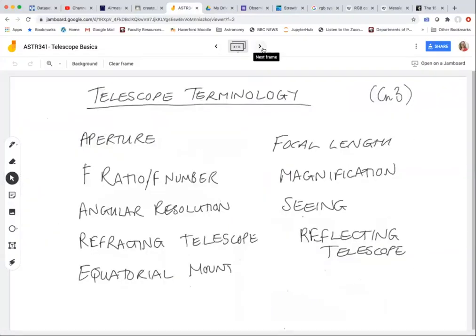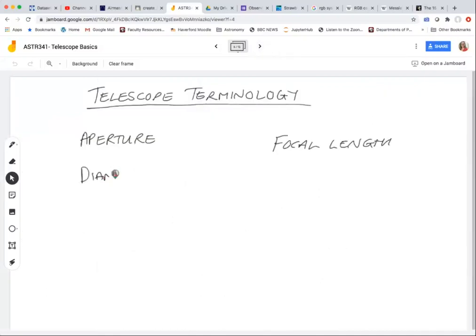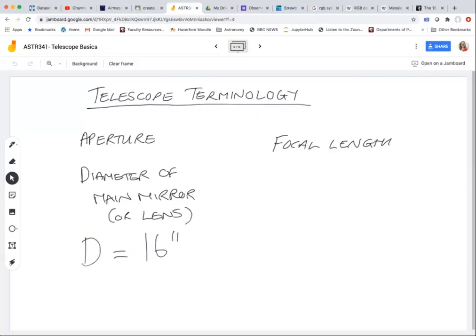Okay. So there's a bunch of telescope terminology that I wanted to go through. These are terms I picked up out of the chapter of the book that goes through this. I already talked about refracting and reflecting telescopes, but let's go through the rest of these terms. Let's start with the aperture. It's the diameter of the main mirror or lens. Let's use D. For our 16-inch telescope, it's 16 inches. Often telescopes are labeled by their diameter. For example, one of the first telescopes I used as a graduate student was a 200-inch telescope, 5 meters diameter.